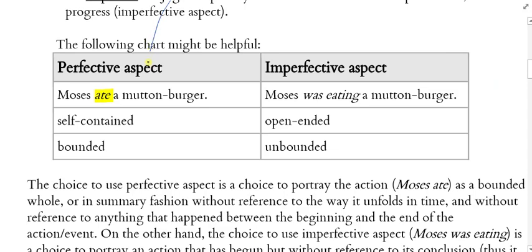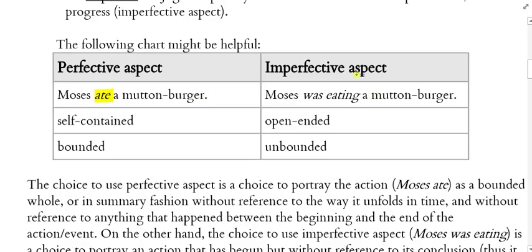So I'm not talking about the beginning of the action. I'm not talking about the end of the action. Neither of those is in view. I'm just giving you a kind of a summary snapshot of the action. Moses ate a mutton burger.